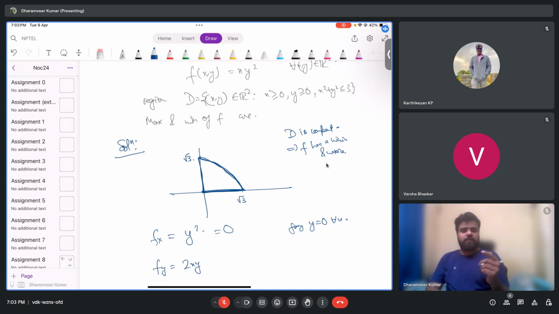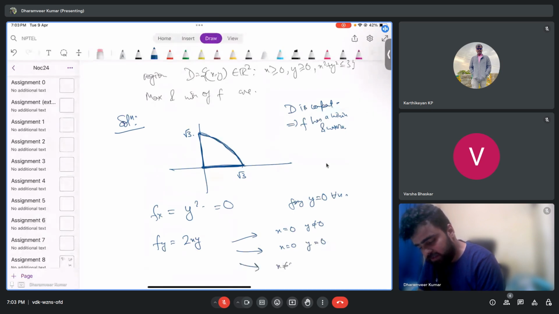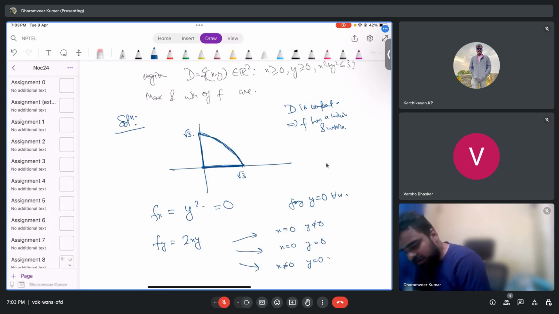So when can this be 0? x is equal to 0, y not 0; x equal to 0, y equal to 0; x not equal to 0, y equal to 0. So this point, this line, including this point and this point. So this is the critical point. This is the critical region.